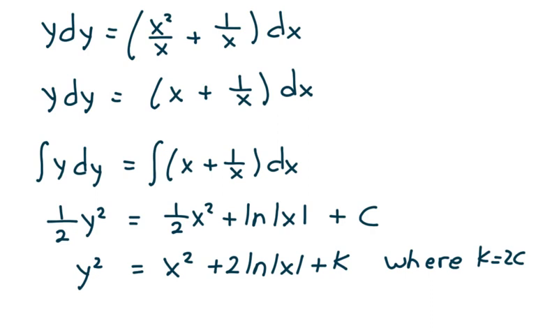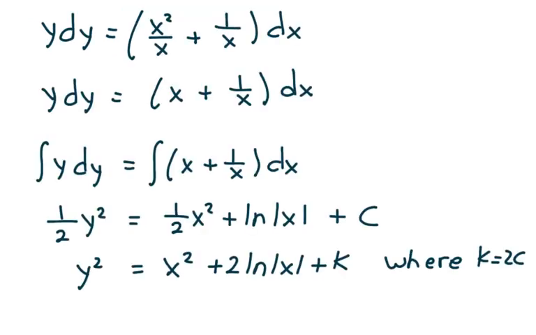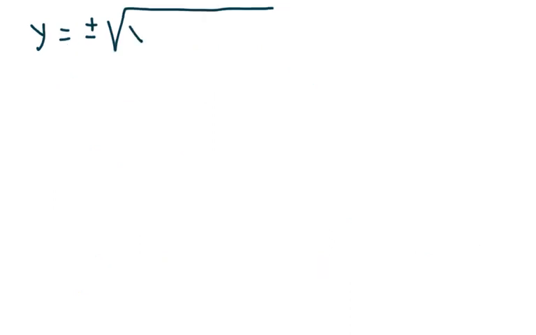Now, if I solve for y, I get plus or minus the square root of x squared plus 2 times the natural log of the absolute value of x plus k. And that's problem 5. Let's take a look at problem number 7.